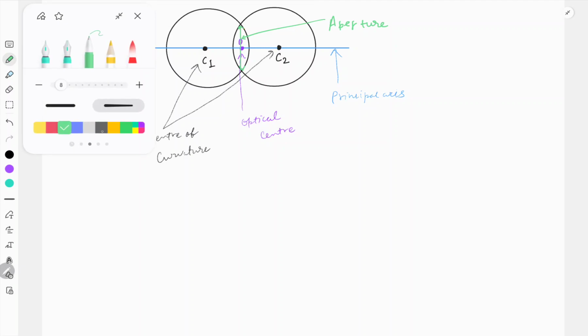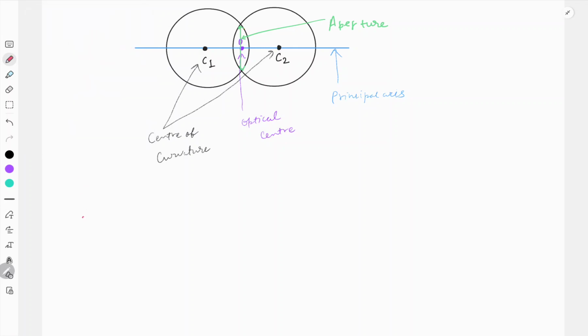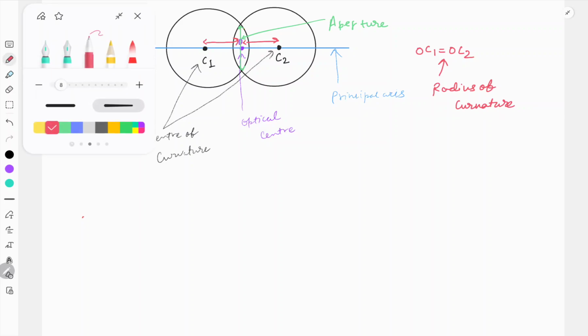We haven't talked about that yet. So let's talk about that first and then we'll see that point. So the radius of curvature is this particular distance, which makes sense because OC1 will be equal to OC2 and that is called the radius of curvature, because this is the radius of the sphere by which this lens is made, right? Okay, so what is this line saying?